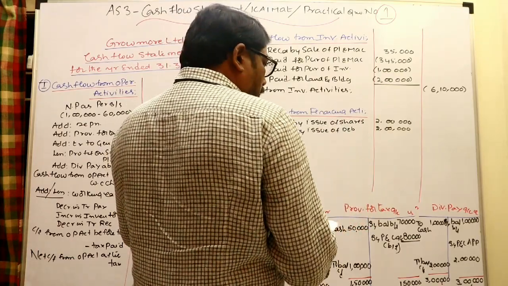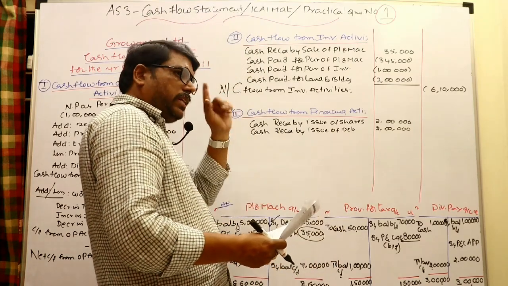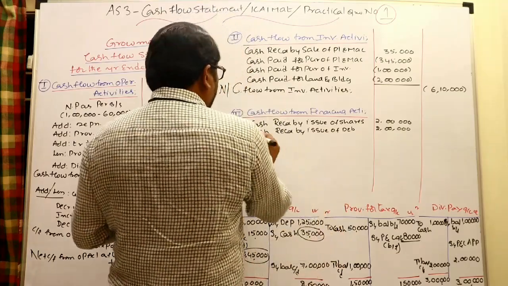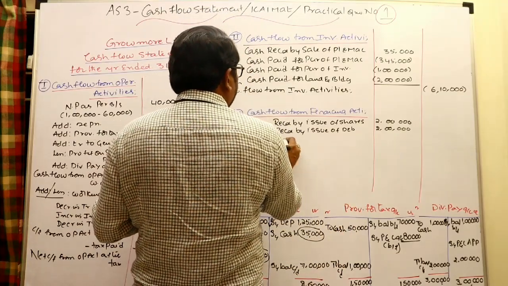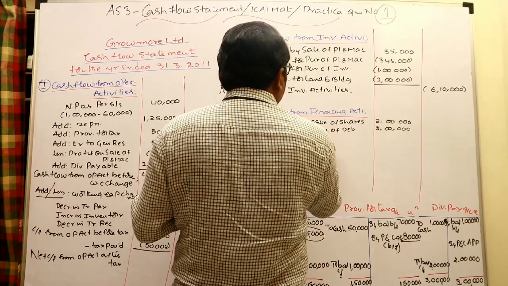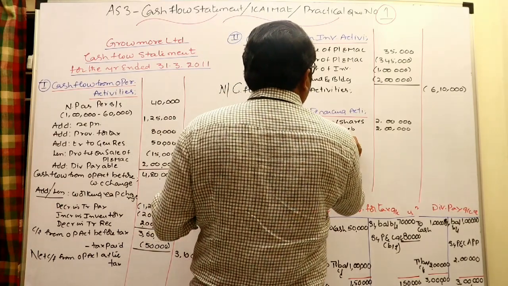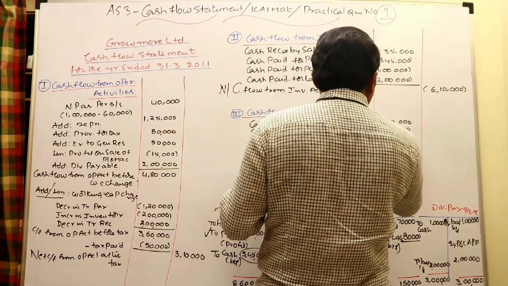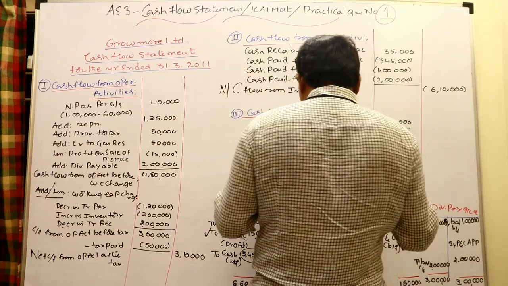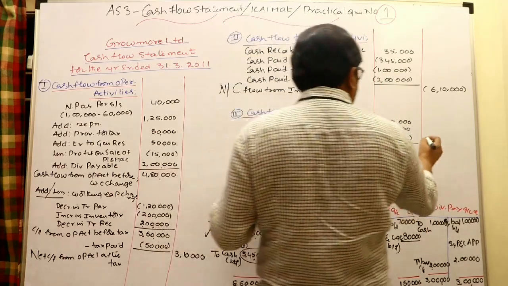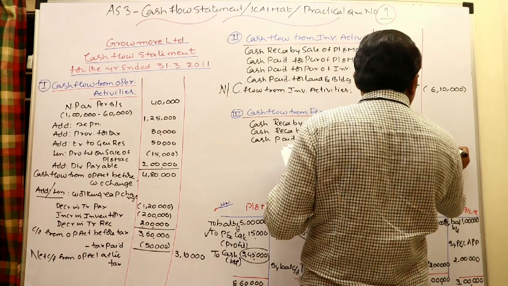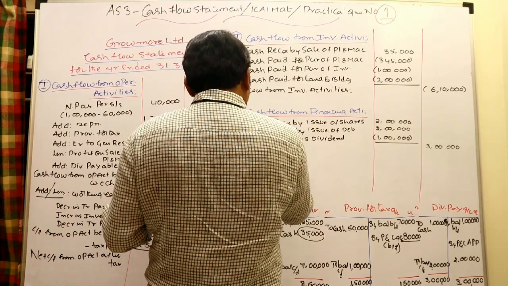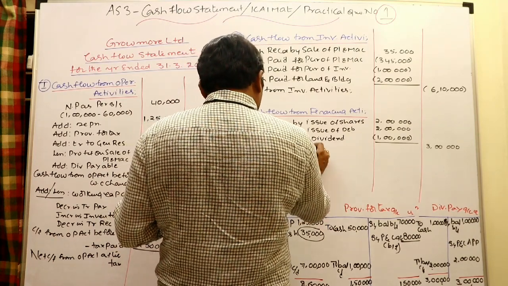That's all. But the dividend which is appropriated during this year is added back as a non-operating item. Paid should be deducted here. So cash paid as dividend, 1 lakh. Therefore the net amount looks like 3 lakhs inflow. Net cash flow from financing activities.